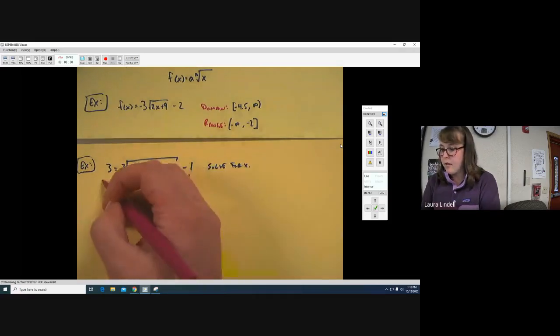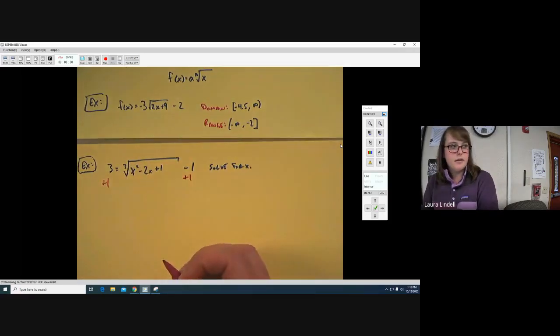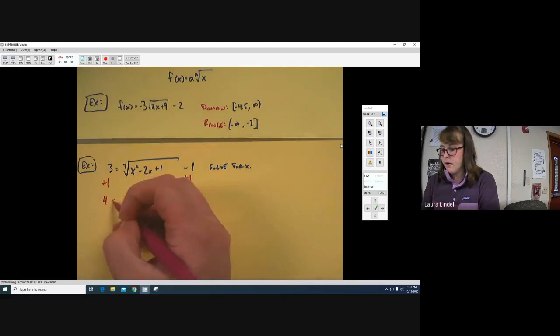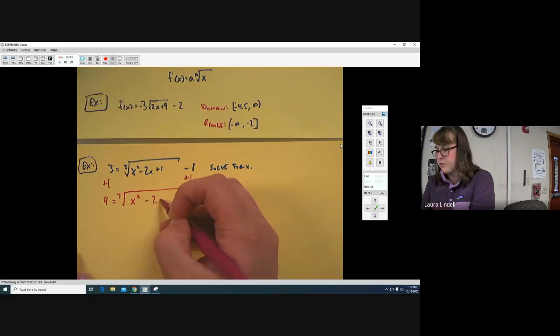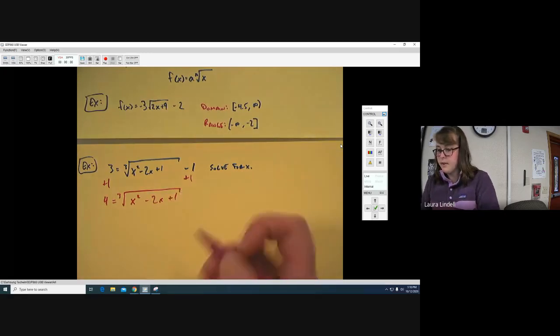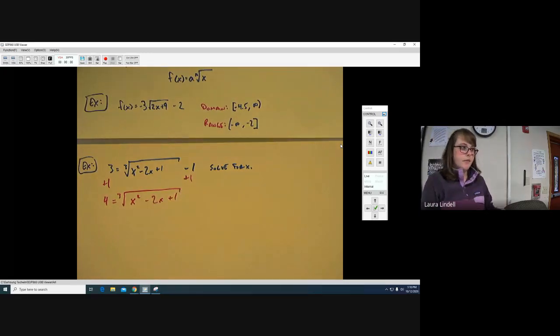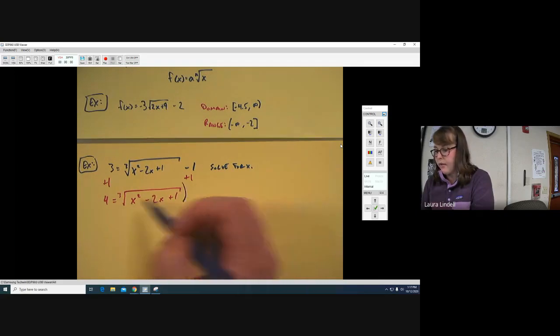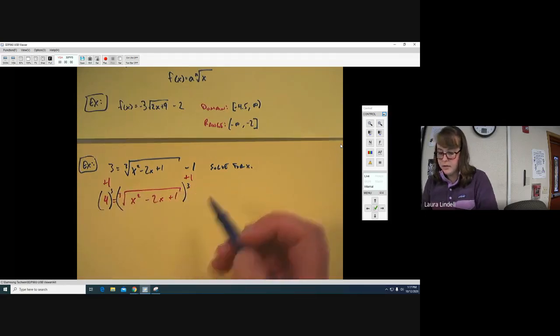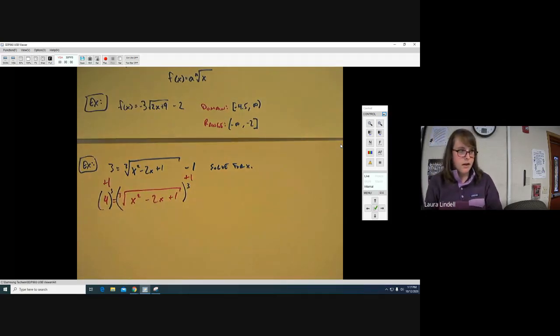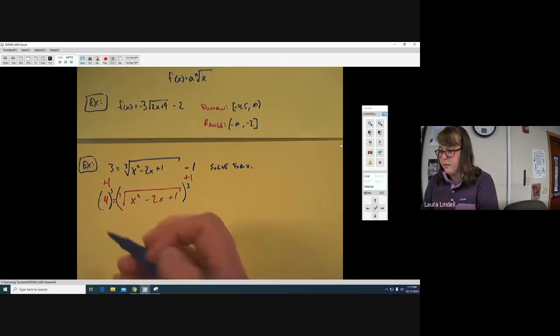So I would start by adding 1 to both sides. So we get 4 equals the cube root of x squared minus 2x plus 1. And now we're all ready to get rid of the root. So now, since I have a cube root, I can cube both sides and get rid of that root. All right, and 4 to the third power is 64.